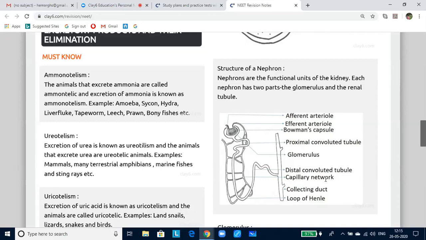The next is the Henle's loop or loop of Henle. It is a U-shaped segment. Loop of Henle is long in mammals and birds which secrete hypertonic urine, but short in other vertebrates like reptiles.